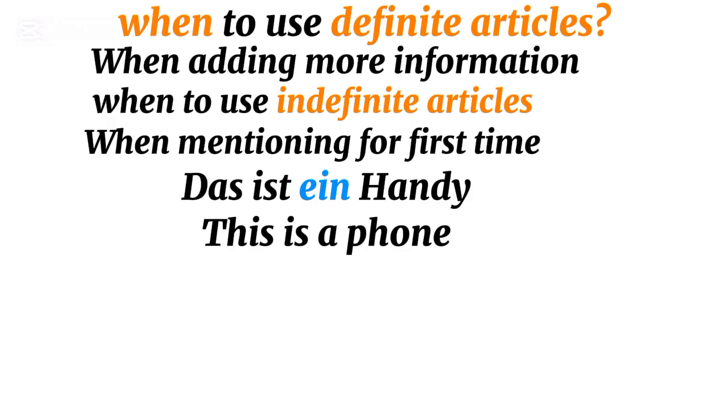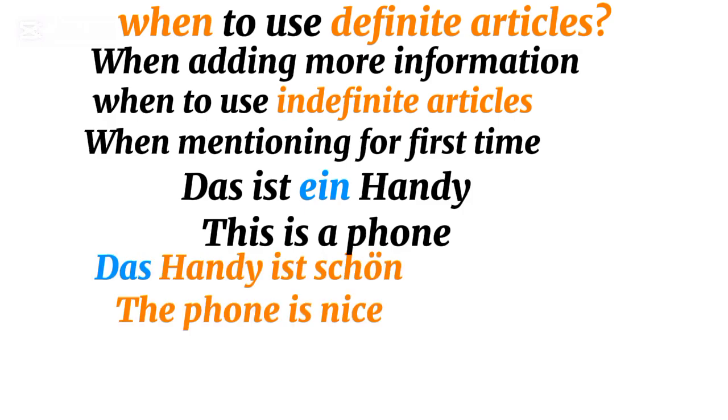And now here we will have to ask ourselves, Handy, is it masculine, feminine, or neuter? And we will say it is a neuter noun. So if it is a neuter noun, we will say das, okay? Das Handy ist schön. We have introduced it for the first time using ein, which is an indefinite article. Now we want to give more information. We want to mention it for the second time. We will now go for definite articles, okay? We will say das Handy ist schön, oder das Handy ist nett.